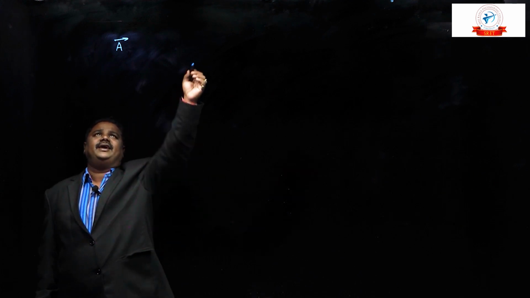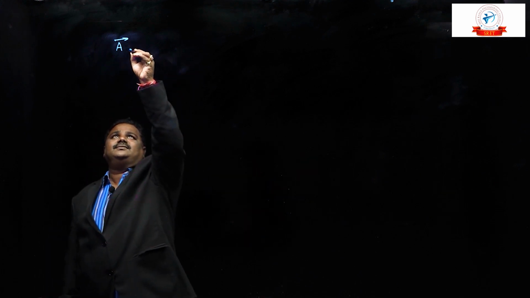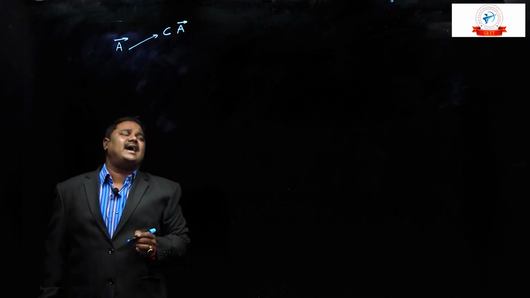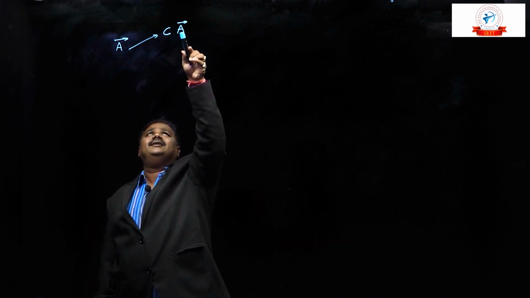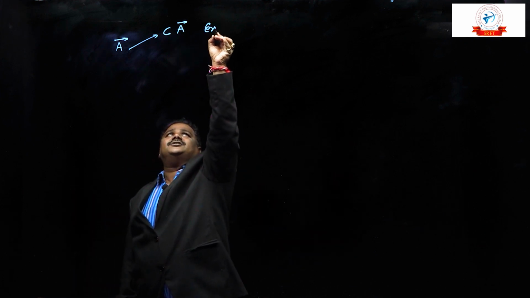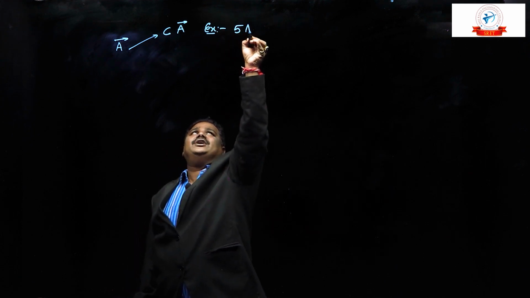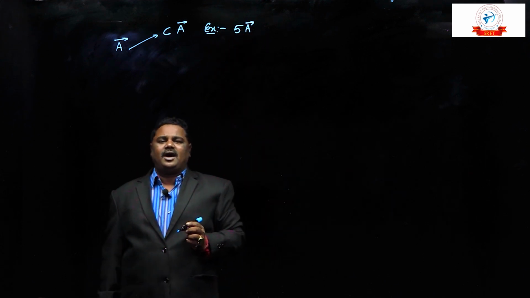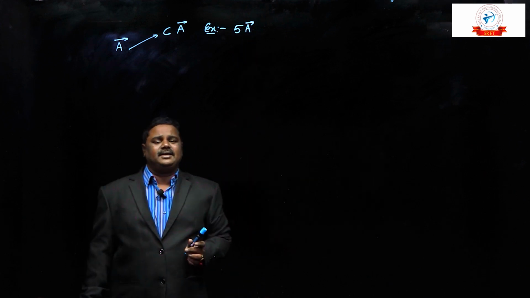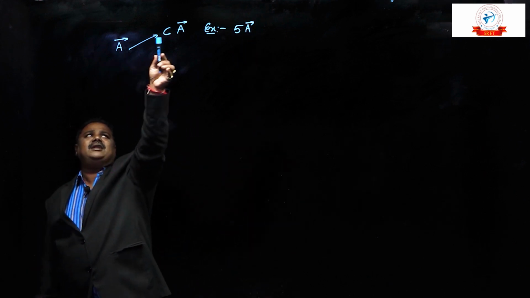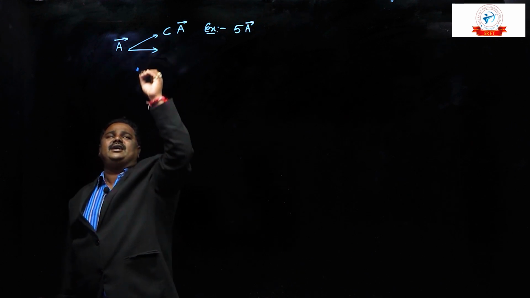Now let us consider any vector a bar. A bar is a vector. Can you tell me how many ways we can multiply any vector? If you observe, any vector can be multiplied in three different ways. First, a scalar and a vector can be directly multiplied. C is some constant, a bar is a vector. For example, we can multiply 5 into a bar. 5 is some constant, or scalar. A scalar and vector can be directly multiplied. So a bar can be directly multiplied with some scalar. This is the first way to multiply a vector.